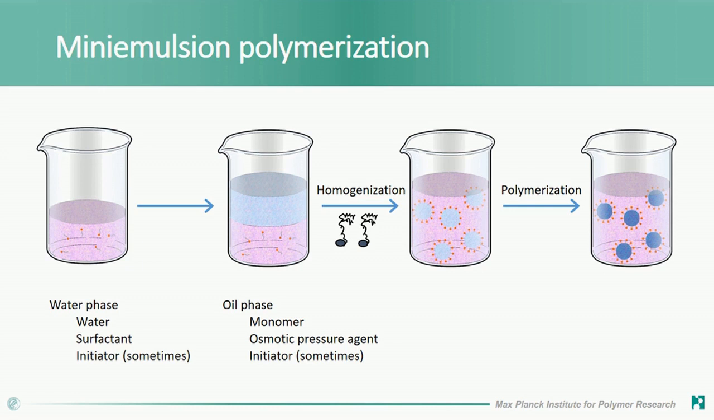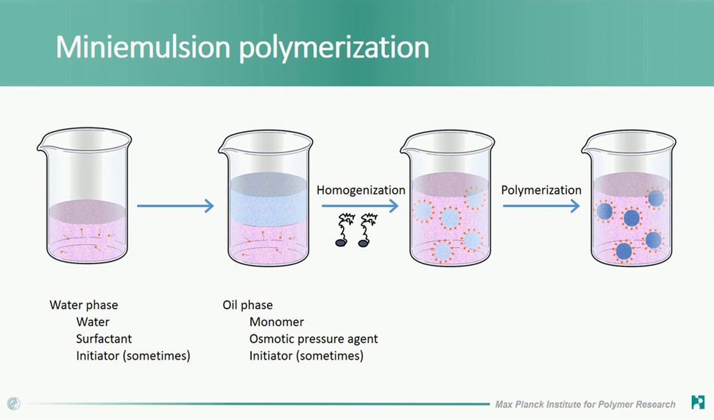So if we look at the mini-emulsion, the different steps, we mix two phases. We have a water phase that usually contains water, a surfactant, and sometimes we could put the initiator there. We have the oil phase, so when we say oil, it's not because we use oil, it's just anything that is not miscible with water, we call it oil. So it's composed of monomer. Sometimes we will have a co-solvent, we have an osmotic pressure agent, and we could put the initiator there.